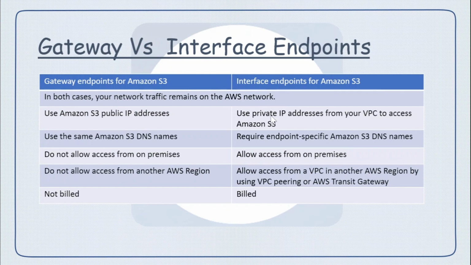Interface endpoint uses private IP addresses from your VPC to access S3. Gateway endpoint uses the same Amazon S3 DNS, but interface endpoint requires an endpoint-specific Amazon S3 DNS name. Gateway endpoint does not allow any access from on-premises or from another AWS region, but interface endpoint allows access from on-premises, and it allows access from a VPC in another region by VPC peering or transit gateway.